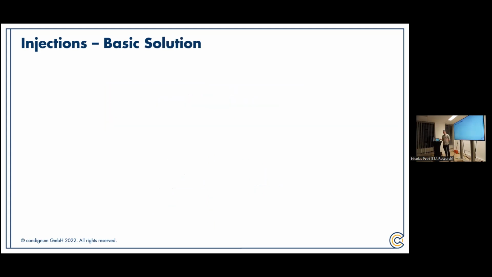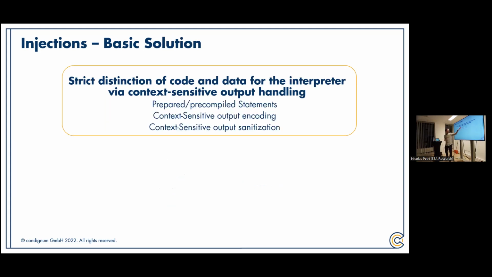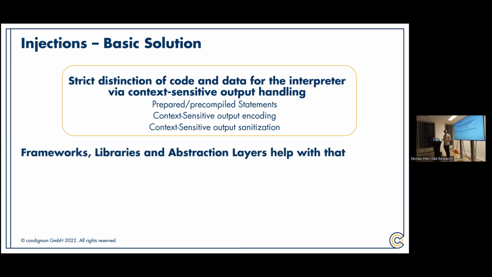So what is the basic solution? We want a strict distinction of code and data for the interpreter via context-sensitive output handling. This can be prepared statements, context-sensitive output encoding, or output sanitization. And I will show you examples to make it more clear. And of course, we don't have to do this by hand. There are a lot of frameworks and libraries which help us with that task.